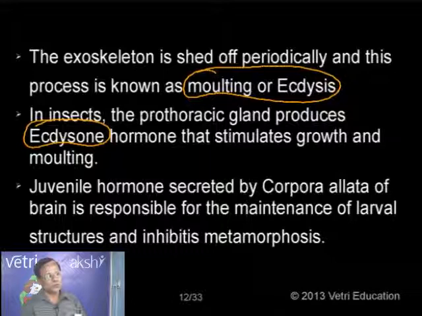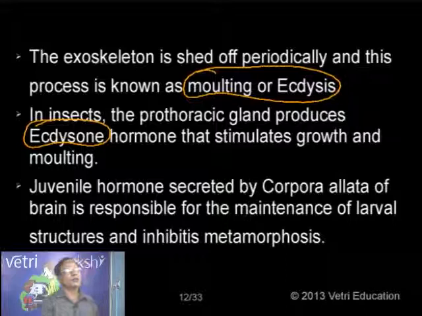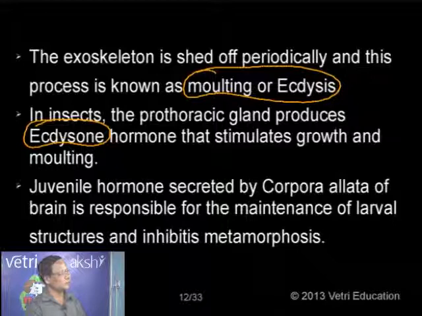During metamorphosis, what will happen? The larval tissues are replaced, they are removed, and the cuticle is shed. The animal molts, just one or two or three or four times, as the case may be. For example, the lac insect molts three times. The silk moth molts four times. The cockroach molts more than six times.